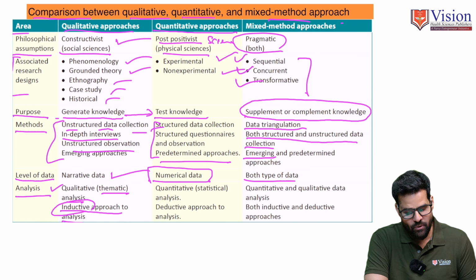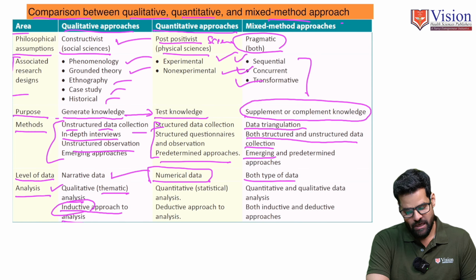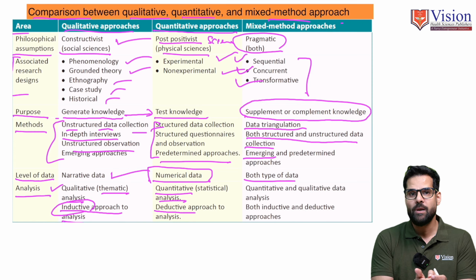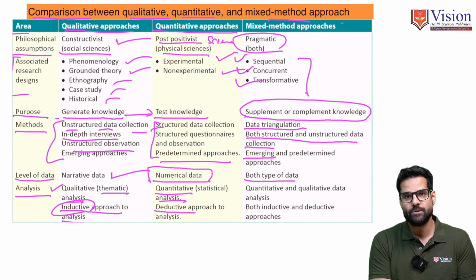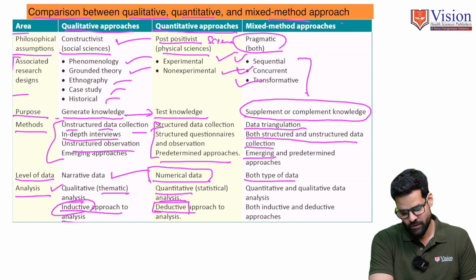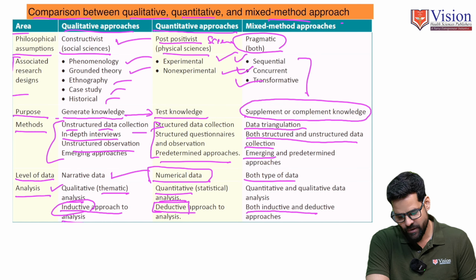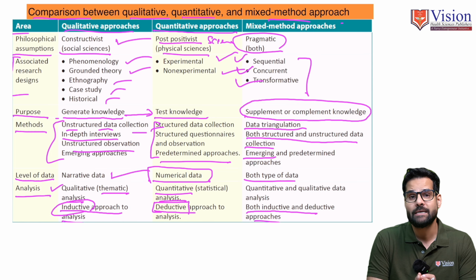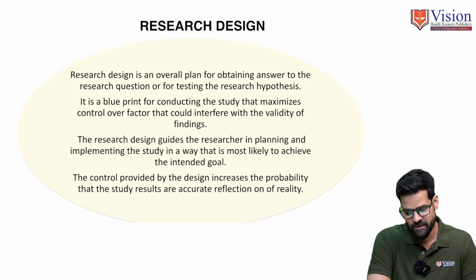So the inductive process is the one that is used to generate the knowledge, and for quantitative they use statistical analysis and the deductive approach. Means whatever you have formulated based on your inductive process, you try to apply that in a specific situation, means testing the hypothesis, whereas we use both inductive and deductive approaches for the mixed method. So that is all about your first part, that is the research approaches. Okay, in that we have discussed three: qualitative, quantitative and mixed method.